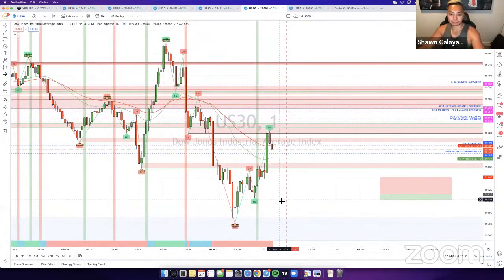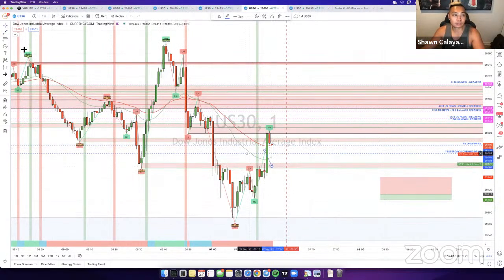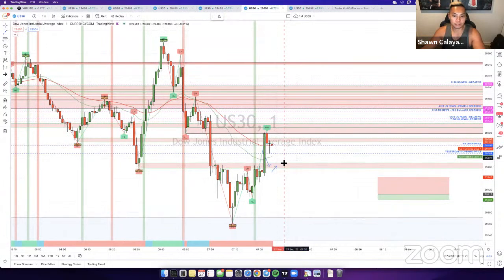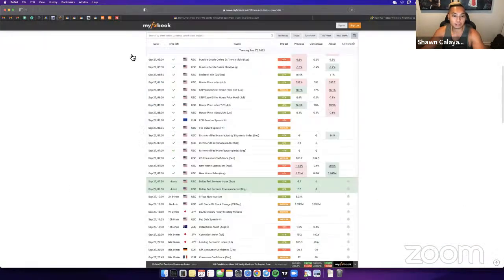All right, so this is fine. We need price to come back below here. Retrace, provide us a wick rejection with the sell signal and continuation back down. The thing we got to look out for is news. So we do have news coming up right here in about 5 minutes, I believe. Let me check the MyFX book. Yeah, we got Dallas Fed Services Index, Dallas Fed Services Revenues Index.